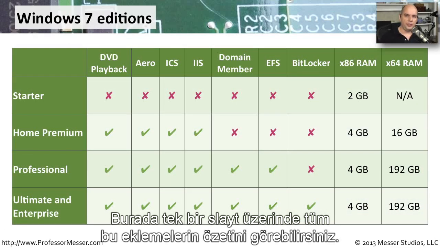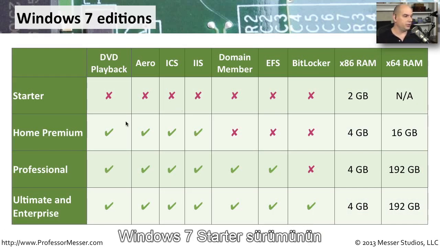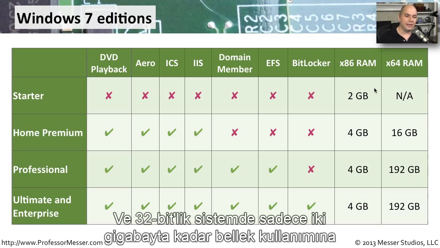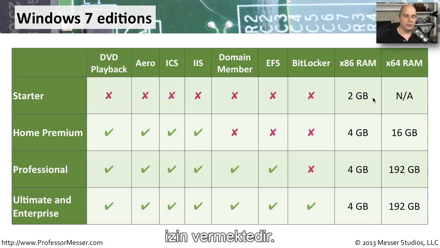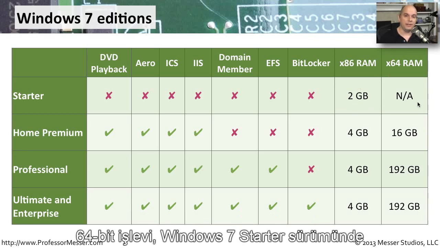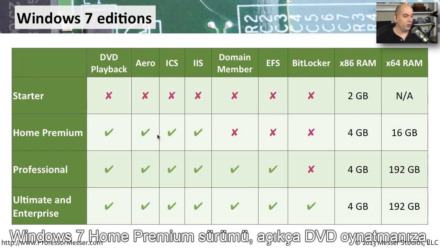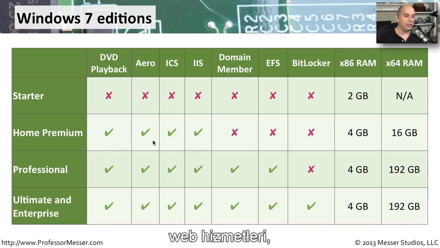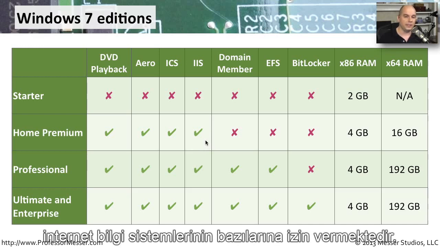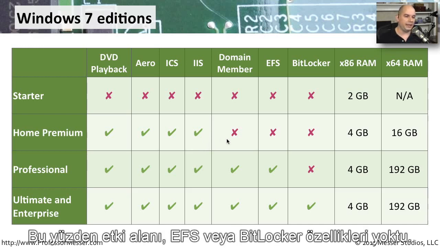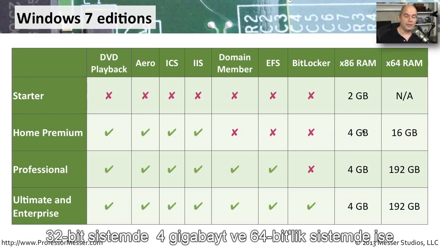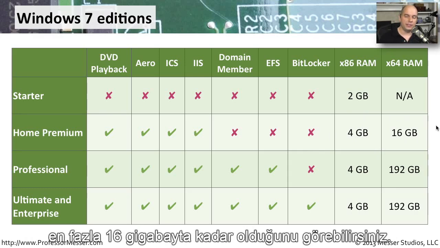Here's a summary of all those additions on one single slide. You can see that the starter version of Windows 7 really doesn't provide any of those functions, and it only allowed up to 2 gigabytes of memory use on a 32-bit system. The 64-bit functionality is not even available on Windows 7 Starter. Windows 7 Home Premium obviously allowed the DVD playback, the Aero graphics, and some of the internet connection sharing and Internet Information Services web services, but it's not designed for the business, so it didn't have domain, EFS, or BitLocker capabilities. And you can see the memory allowed for Windows Home Premium was 4 gigabytes on a 32-bit system and up to 16 gigabytes on a 64-bit system.